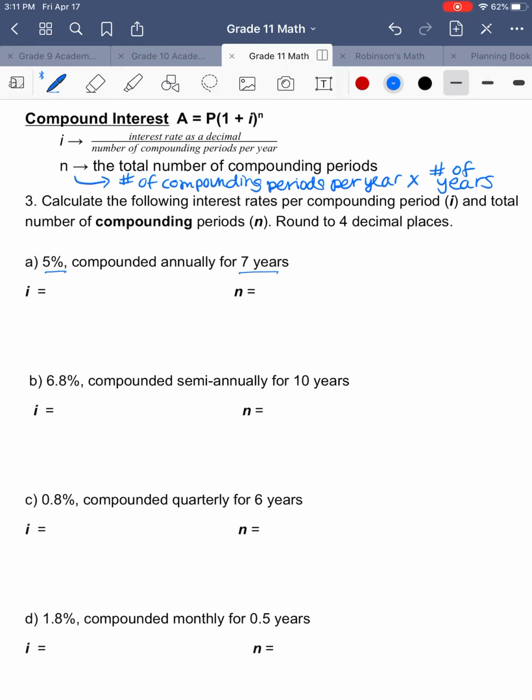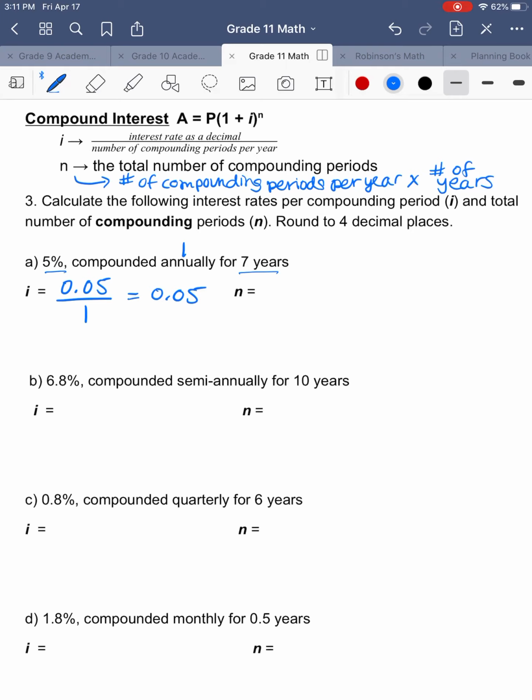So for I, this is going to be equal to 0.05, because we have 5% written as a decimal, or interest rate as a decimal, and that's going to be over 1 because it's compounded annually. So that means 1 time per year. And we can, of course, simplify that to just 0.05.